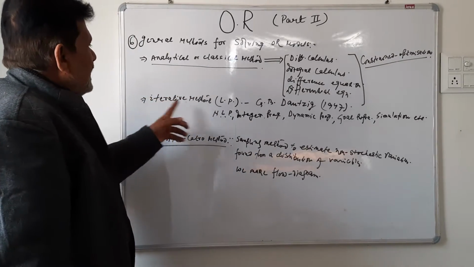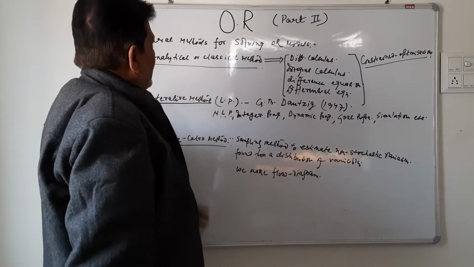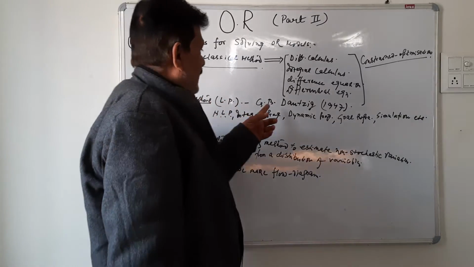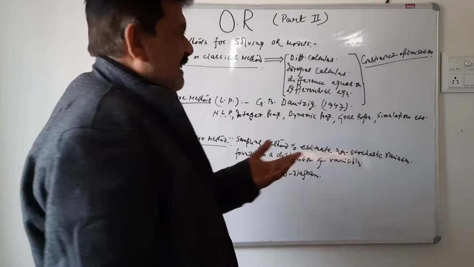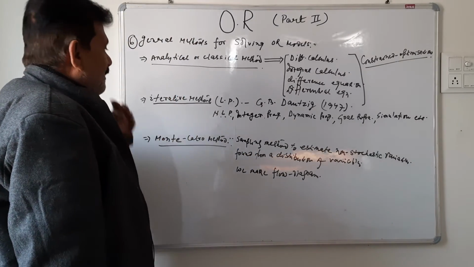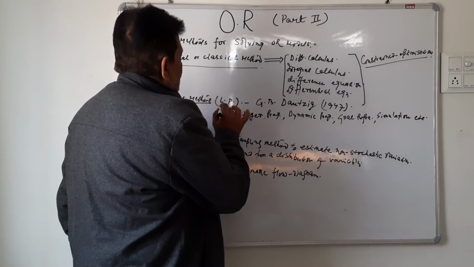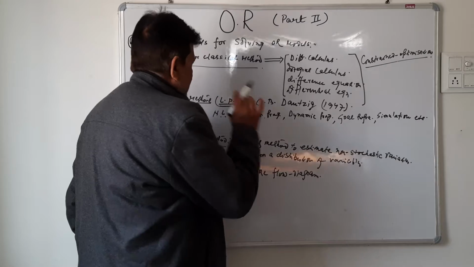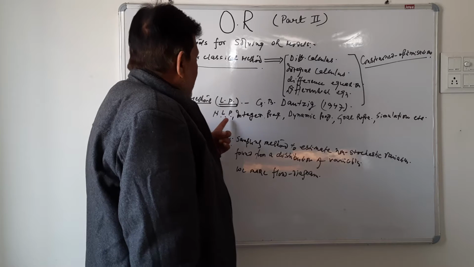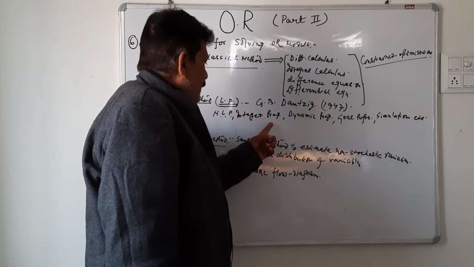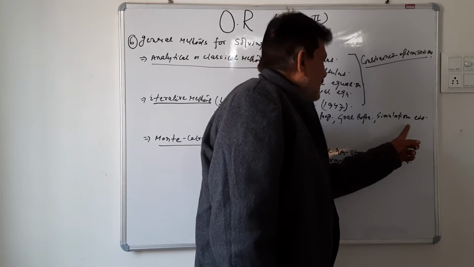Second is the iterative method, that is most rampantly used, known as the LP method. This method was given by D.B. Danzig in the year 1947. Since then, this method has developed by leaps and bounds. Initially it was linear programming, but as per the need of the organization, it has been developed into nonlinear programming, integer programming, dynamic programming, goal programming, simulation models, etc.